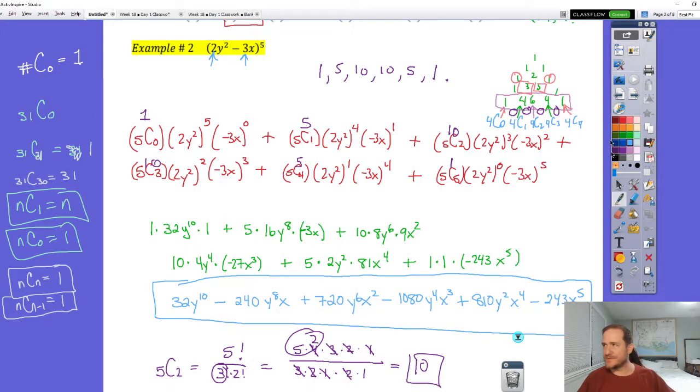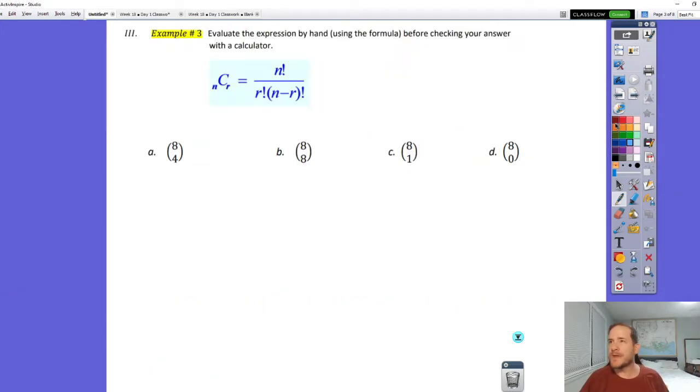Let's do the next one. So now we're just practicing evaluating these nCr, these combination expressions. So we said 8 choose 4. That's going to be an 8 in the numerator. This bottom number is usually that second factor. And the other one is the 8 minus 4, which happens to be another 4. So this is going to be what? 8, 7, 6, 5. Then it's going to be 4, 3, 2, 1.